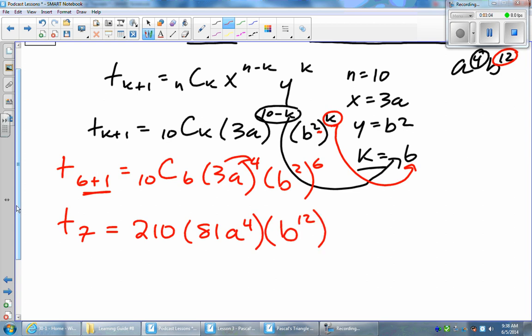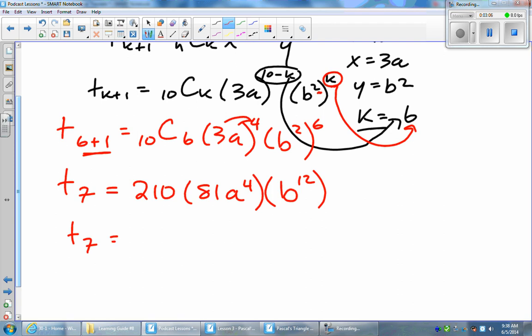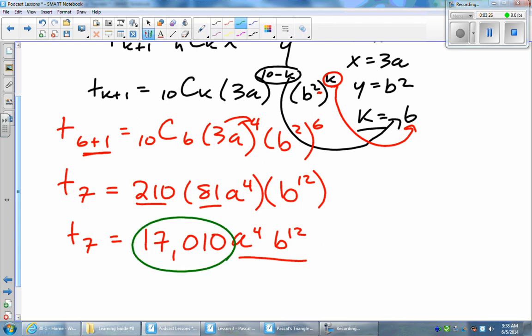I can see we're almost there. So term 7 is therefore equal to 210 times 81, which gives you 17,010. Okay, so there's our coefficient, and of course our variables are a to the power of 4 and b to the power of 12, which is what we wanted. So therefore my answer is going to be 17,010.